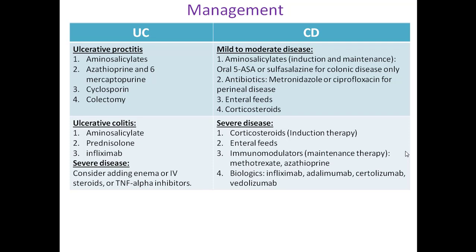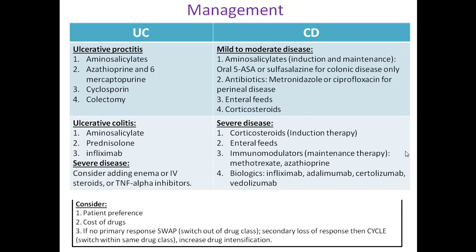Therapeutic decisions depend on disease activity and extent, and these are best evaluated using a clinical activity index. Either the Truelove and Witts or the simple clinical colitis indices are recommended. When considering management for Crohn's disease and UC, it's important to consider patient preference, as there are a lot of side effects. Secondly, it's important to consider the cost of the drugs.